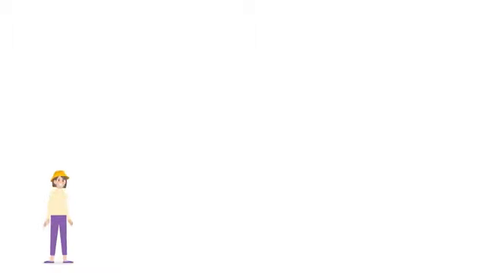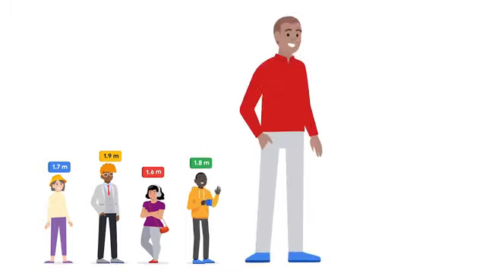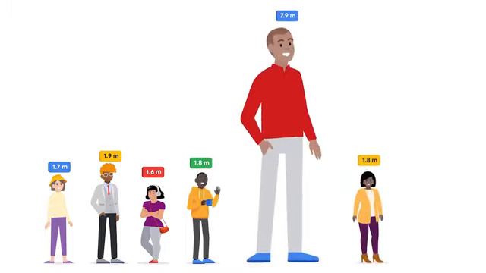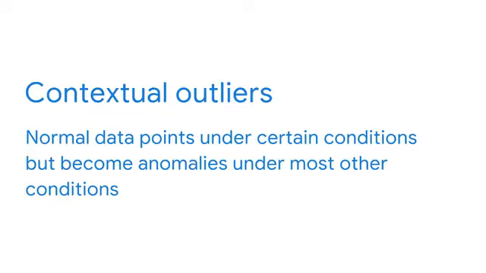For example, if we had a set of human heights, 1.7 meters, 1.9 meters, 1.6 meters, 1.8 meters, 7.9 meters, 1.8 meters, or 1.7 meters, the outlier is fairly obvious. Typically, global outliers should be thrown out to create a predictive model. Contextual outliers can be trickier to spot.